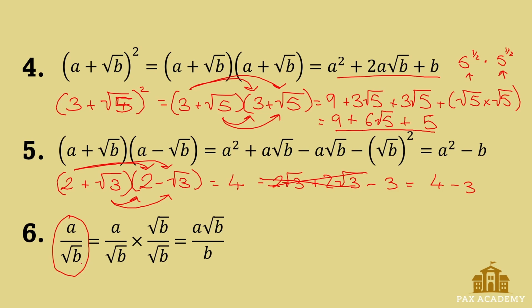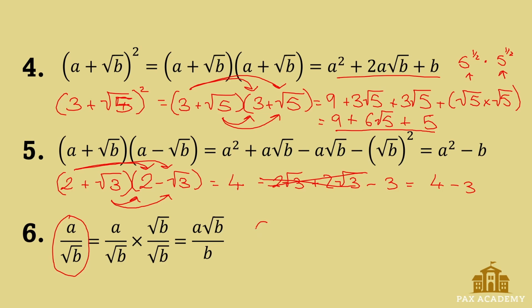So the way we do this is by multiplying each term in the fraction by the denominator. Okay, which is why we multiply a times square root of b and square root of b times itself, square root of b, okay? And then we solve the multiplication, okay? So let's look at an example.